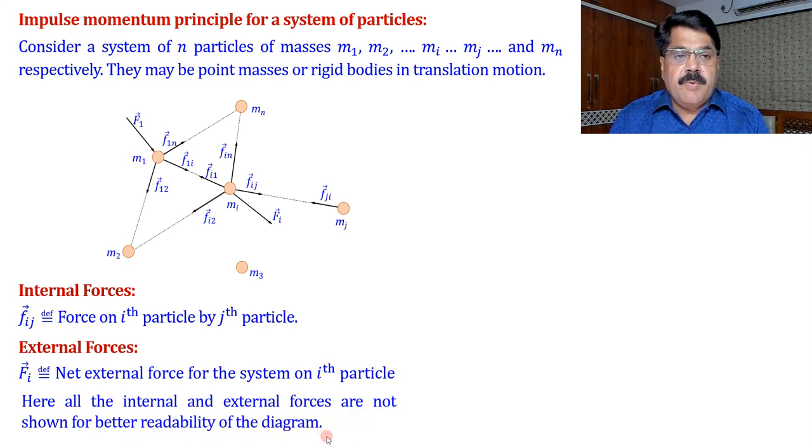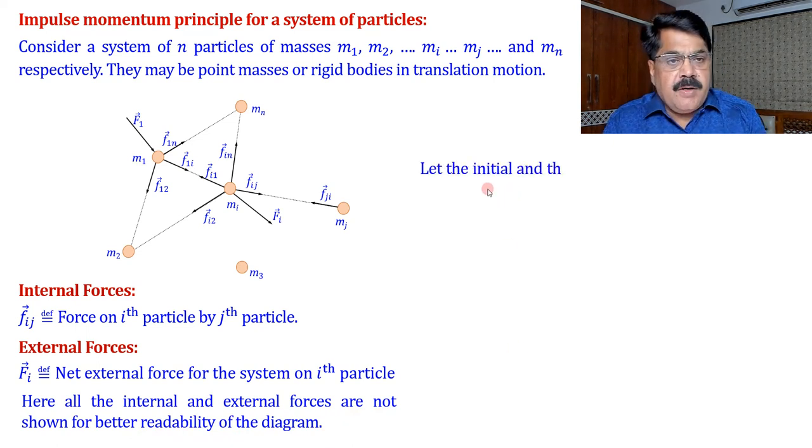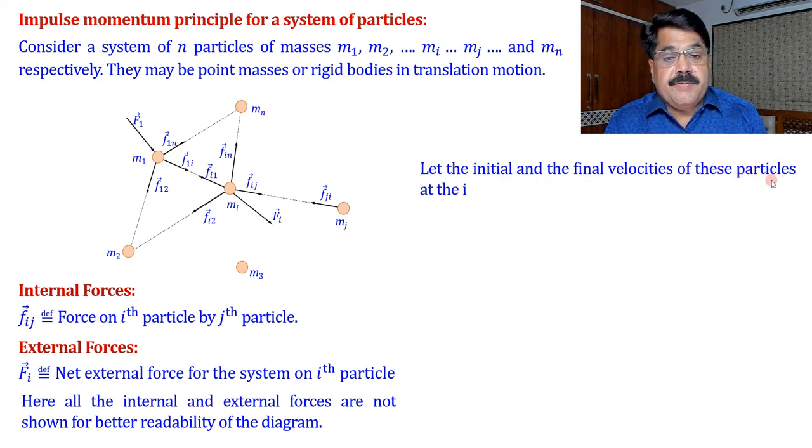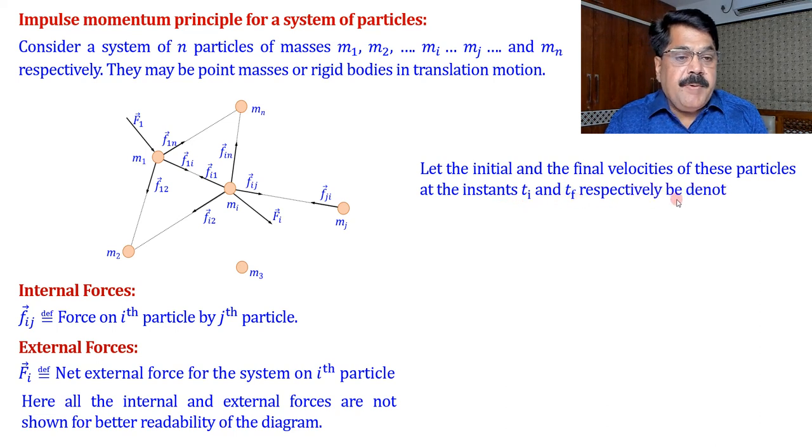So the diagram should remain clear. So we show only those forces in which we are interested. Again, there we take some other notations. Initial and final velocities of these particles at the instant t initial, ti, and t final respectively be denoted by, here for initial velocity we use symbol u, and for final velocity we use symbol v.